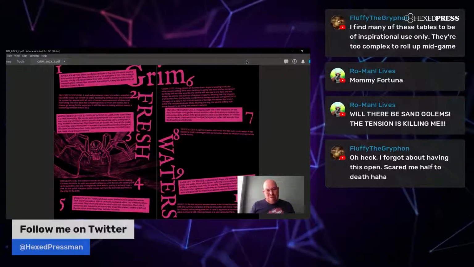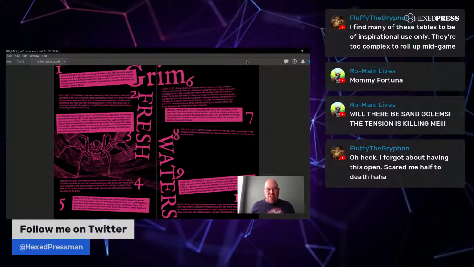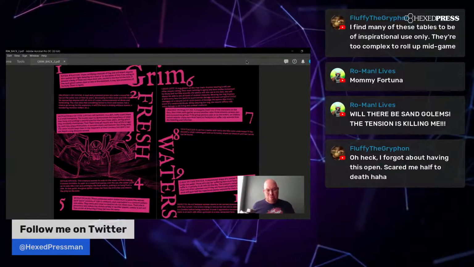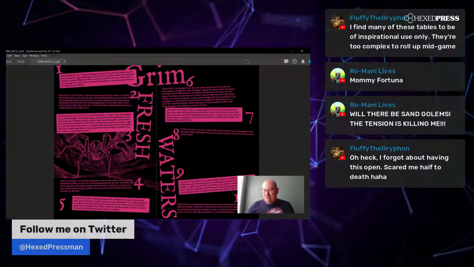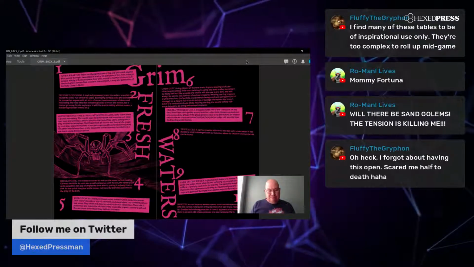But in the middle of the game, you may want something with a little bit more crunch that you can completely use in the moment, because this does seem to take some prep and maybe some adjustments and that sort of thing.